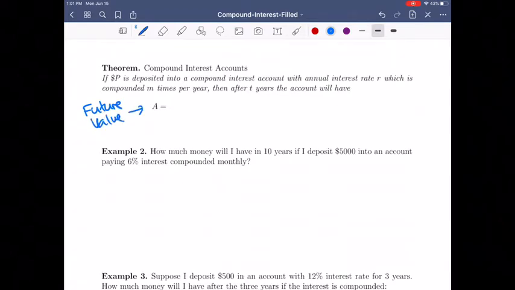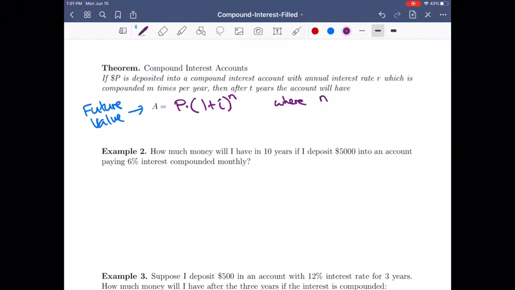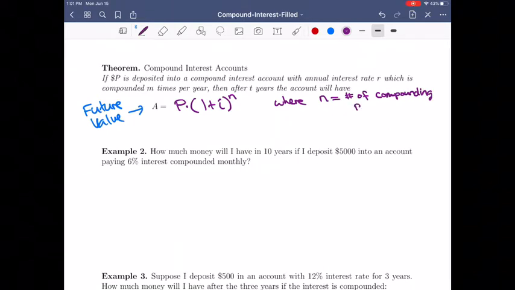What it's going to look like is P times 1 plus i to the power n, where n is equal to the number of compounding periods in total. So if you do it for t years and you have m per year, n is going to be m times t.